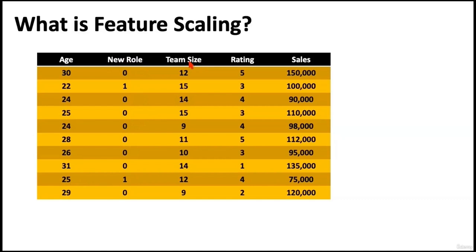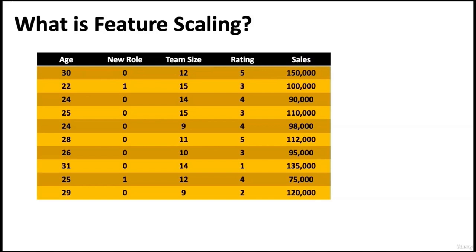Then we have the team size, because a manager must be responsible for managing a team. This is a team size which ranges anywhere between 9 to 15 in our case. Then we have the last performance rating of the manager. It could be anything on the scale of 1 to 5, where 1 is the lowest and 5 is the highest. And then we have the sales column, which is the sales performance delivered by the team managed by a particular manager. And this is an amount in thousands of dollars.